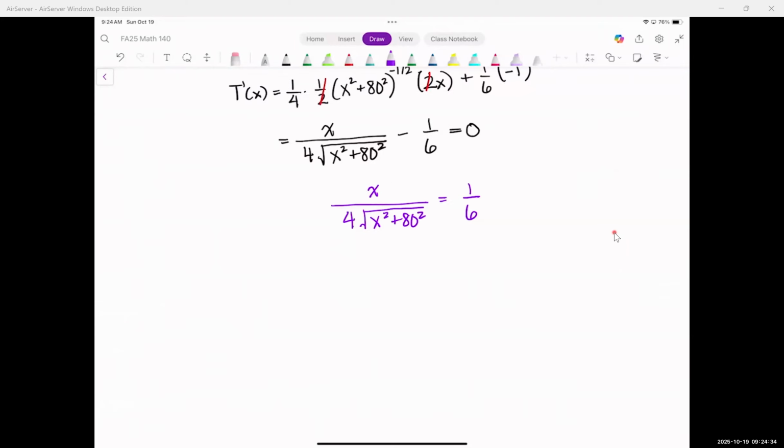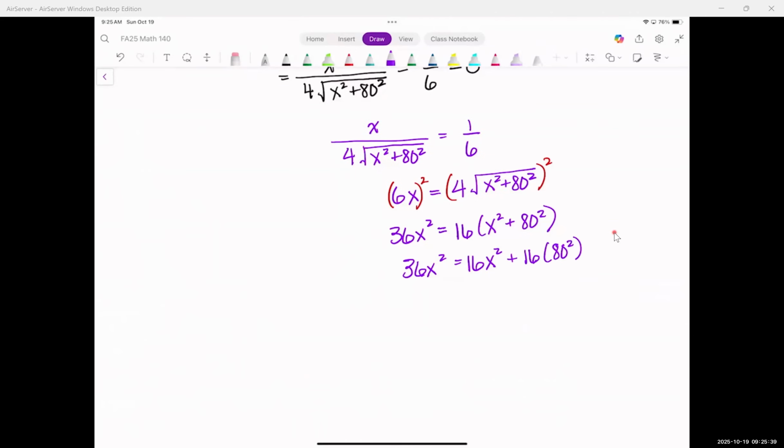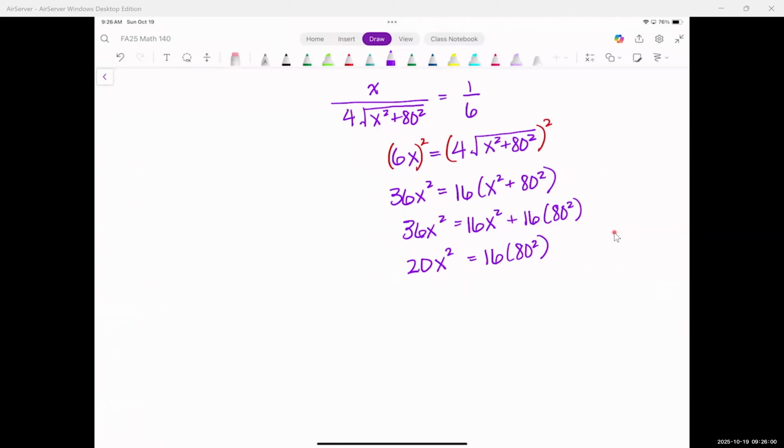At this point, we'll probably just want to cross multiply. Now I have an equation that has a square root expression on one side, and my variable x is inside that square root. So I'm going to square both sides of the equation in order to get rid of the square root. And after distributing the 16 through on the right-hand side, now I can subtract the 16x squared and then divide both sides by 20.